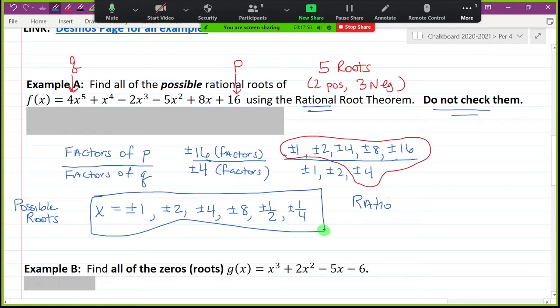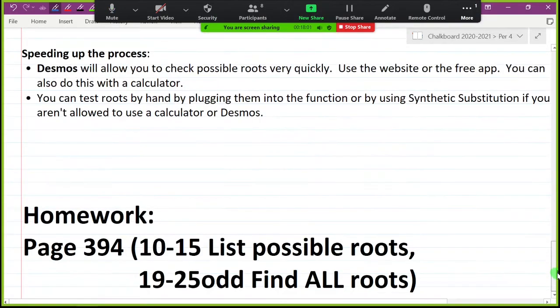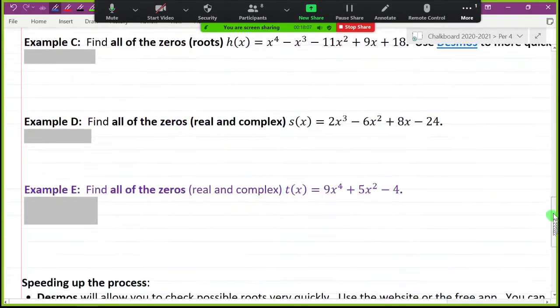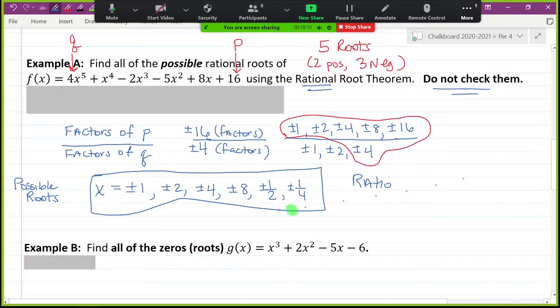Now the homework assignment at the bottom here, 10 through 15, just find the possible roots. That means you're just going to do what I just did here. Just find this list. But you need to show your work. So the work is set up this way: find the factors of the last number, P, find the factors of the first number, Q, do all the dividing, and make your list right here, and they should all have pluses or minuses on them.